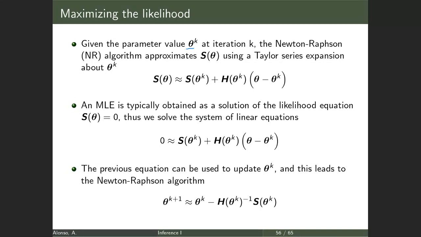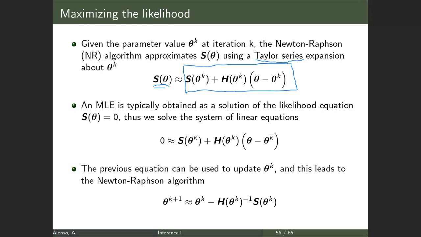To find the maximum likelihood estimator, you essentially need to solve the score equations: set this equal to 0 and find the value of theta. That's your maximum likelihood estimator. You need to check the Hessian later. What we are going to do is approximate the score function S of theta using a Taylor series expansion to the first order, so you approximate the score equation by a linear function. This is the expression for the Taylor series expansion.